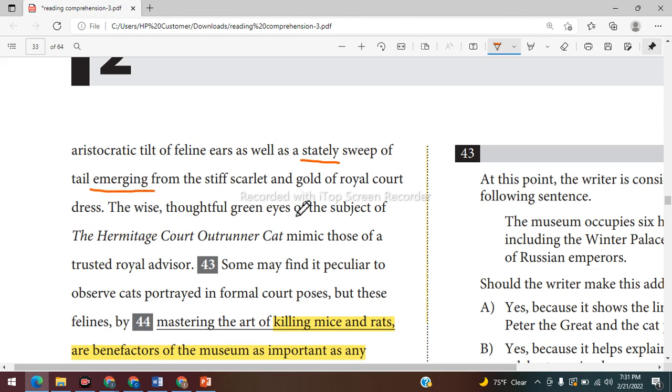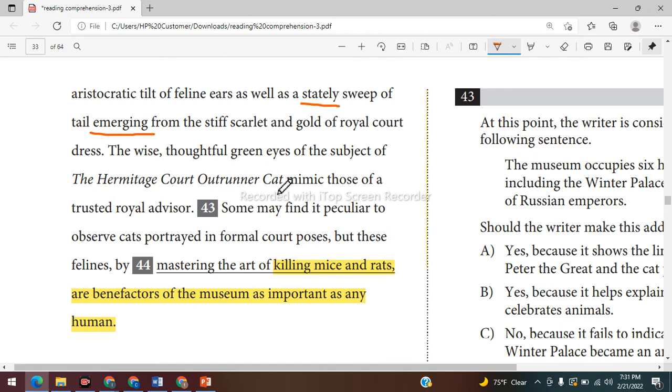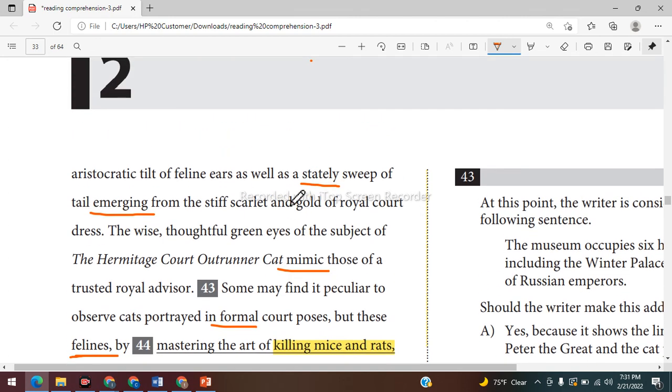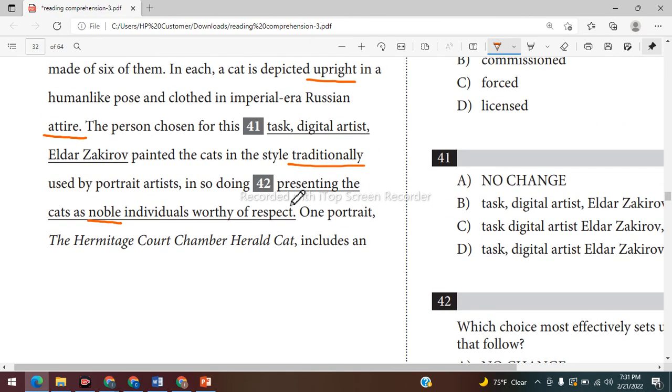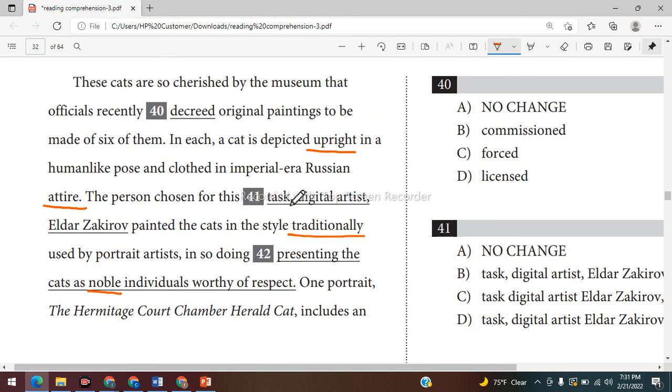Stately, emerging, mimic. Okay. Formal, what do we mean by that? Felines, what do we mean by that? Okay, and benefactors. So search up the definitions of these: benefactors, felines, formal, mimic, emerging, stately, noble, traditionally, upright.